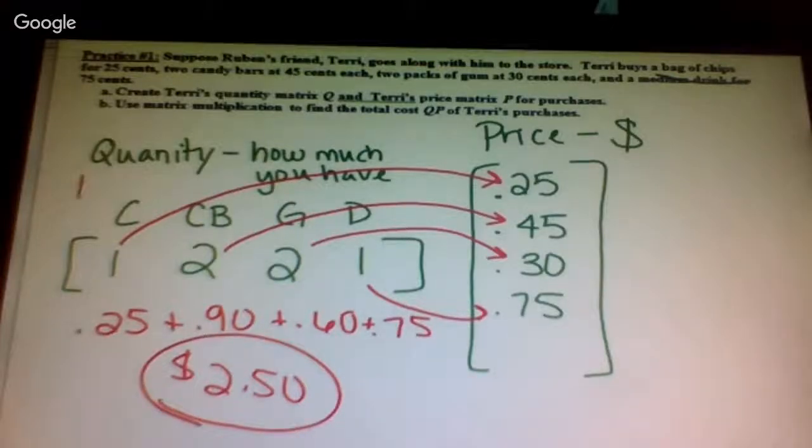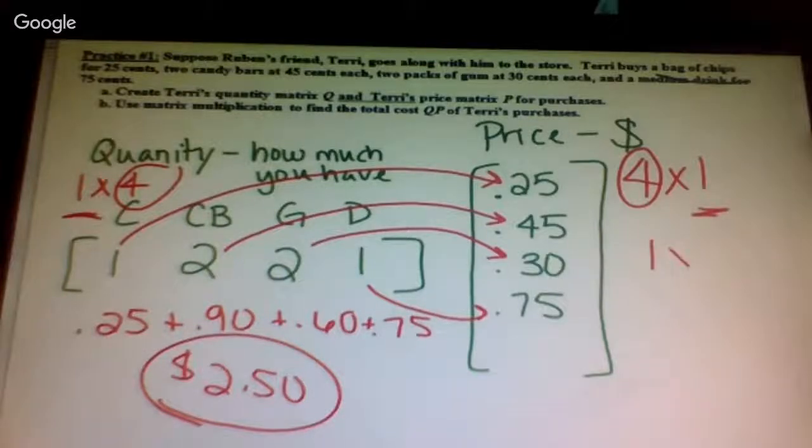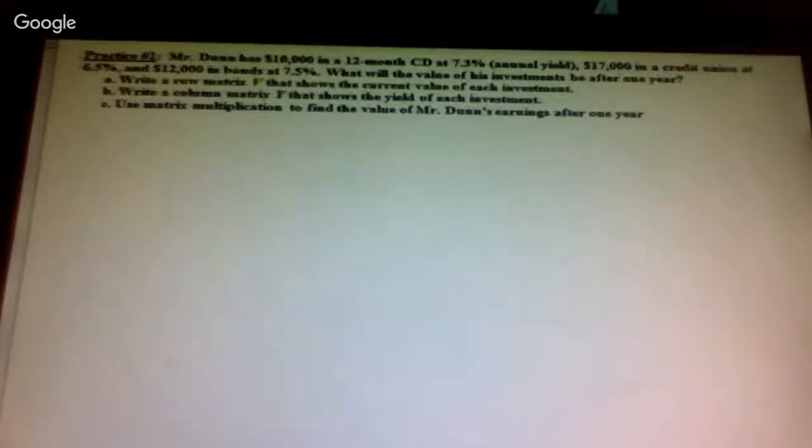Remember, this was a 1 by 4 matrix. This is a 4 by 1 matrix. I can multiply because these numbers match, which means my ending result is going to be a 1 by 1 matrix, which means you should only have one answer. Again, if you don't remember how to multiply this, plug one in for matrix A, plug one in for matrix B, and multiply on your calculator. Okay?